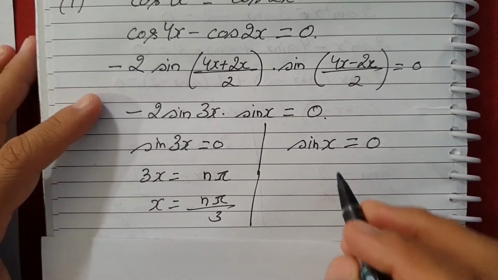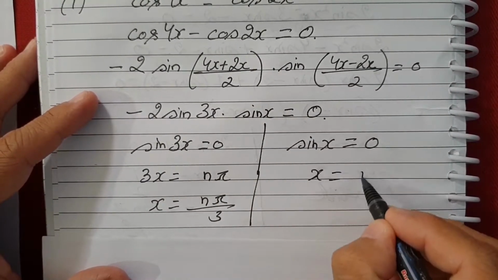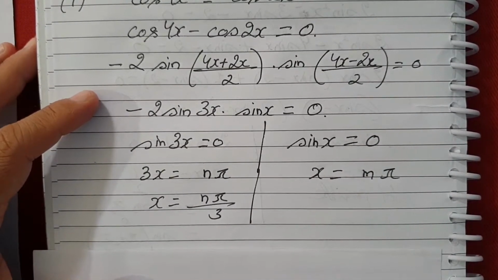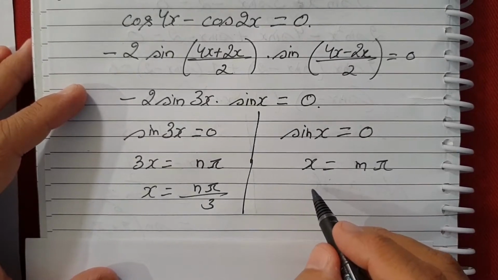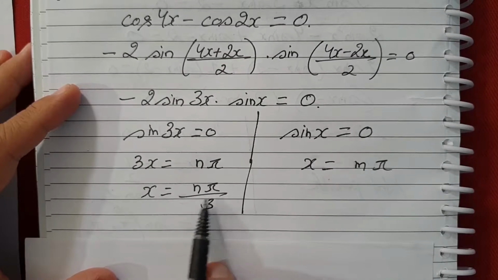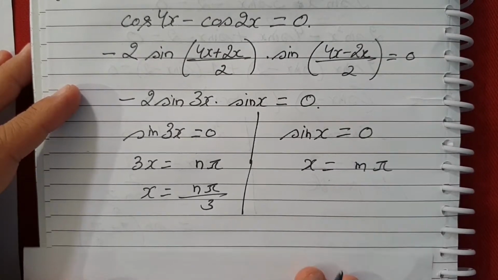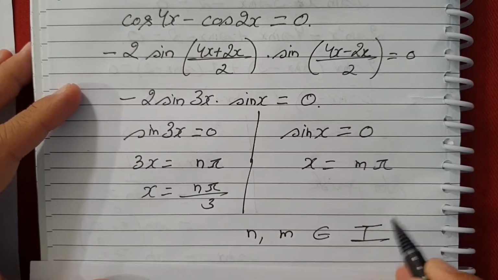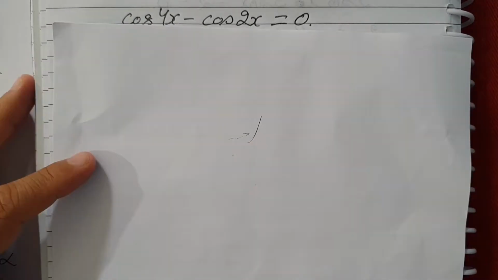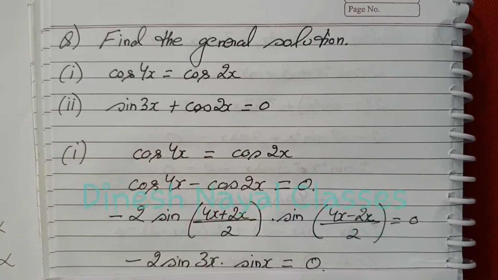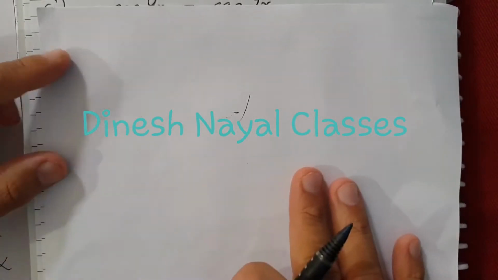Similarly, sin x equals 0. So you can write x equals m pi. I have just taken m, both n and m are integers, just to differentiate it. So x equals m pi, yeah, this is the solution. So x is n pi by 3, x is m pi, n comma m belongs to integer. So this is the general solution. So the next part is sin 3x plus cos 2x. See, I am writing it over here.